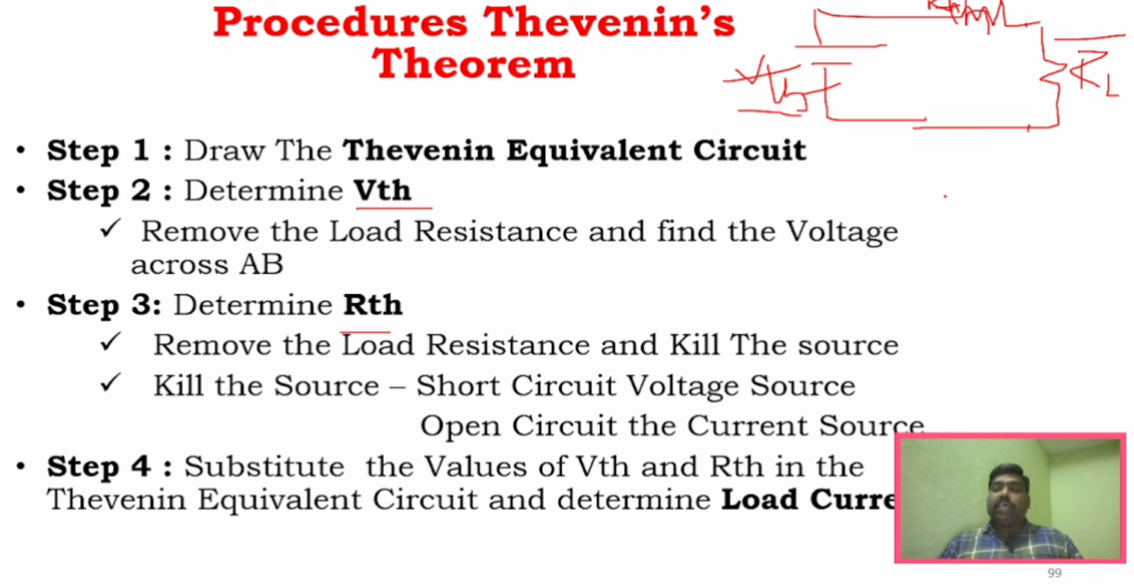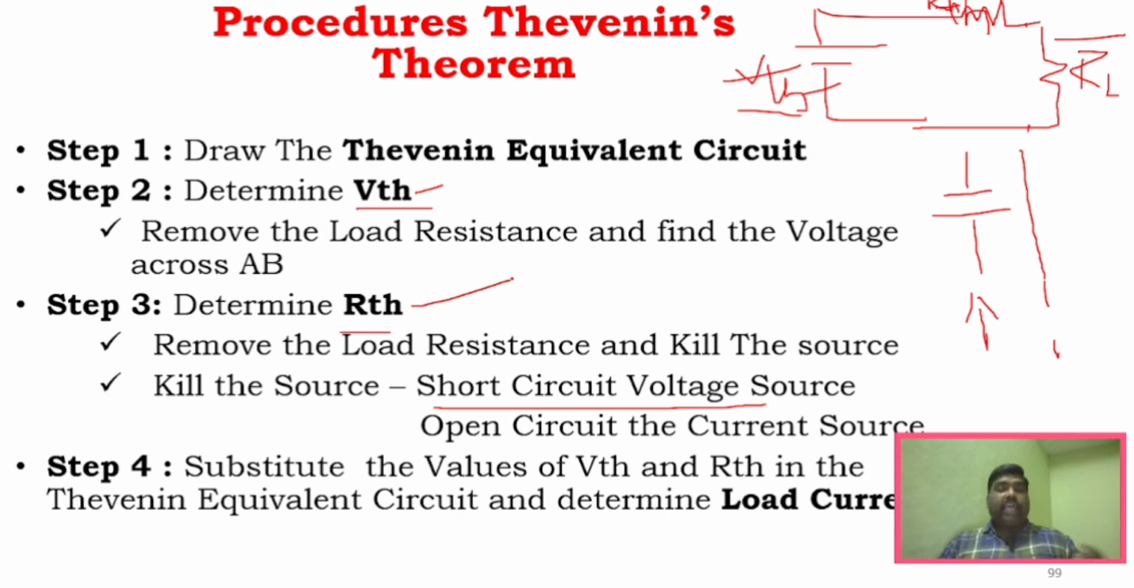What is meant by killing the source? Killing the source is something where if you have a voltage source, then it should be short circuited. And if you have a current source, then it should be open circuited, right? That is what is given here. So if it is a voltage source, we have to short circuit it, and if it is a current source, we have to open circuit it. And now we have found VTH and RTH.